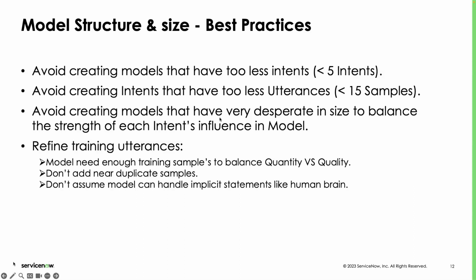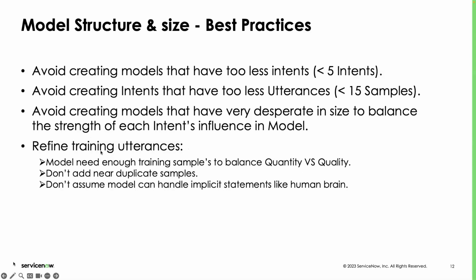Avoid creating models that are very disparate in size, to balance the strength of the models. So if you have say three or four models, with five different intents or 10 intents, try to have some balancing with the training samples. Try to make a similar number of utterances against those intents so that your models have a level of matching. So imagine that one model has five intents, each intent having some 10 utterances. Another model has 100 intents, and each intent has 500 utterances. So it's not a great balance. Your model will start predicting the wrong intents.